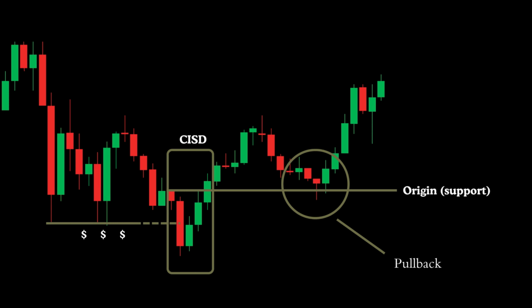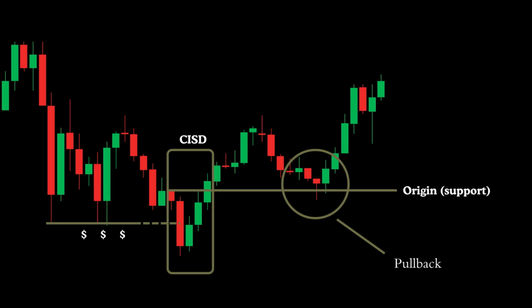is legitimate. By sticking to these structured rules, ensuring the CISD happens at a higher time frame key level, checking for volume confirmation, and being disciplined enough to wait for the retest, you significantly boost your chances of catching high-quality trade setups with real profit potential.